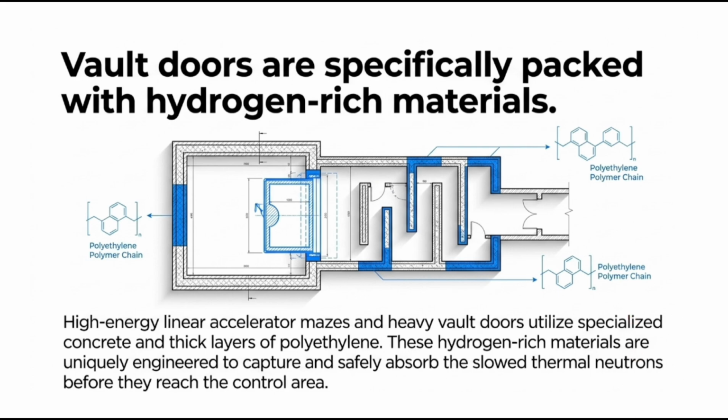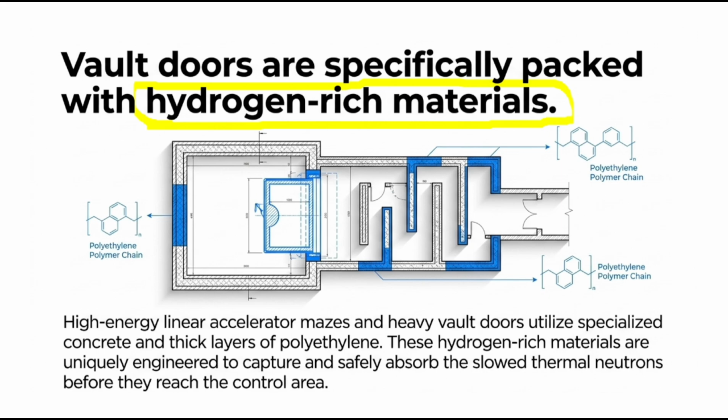We just saw how hydrogen stops the fast neutron. So how do we actually build this into our clinic? Look at the diagram of the linear accelerator bunker. Standard concrete and heavy lead are simply not enough. Your high energy mazes need something extra. Your heavy vault doors need something extra. They must be packed with thick layers of hydrogen-rich materials.